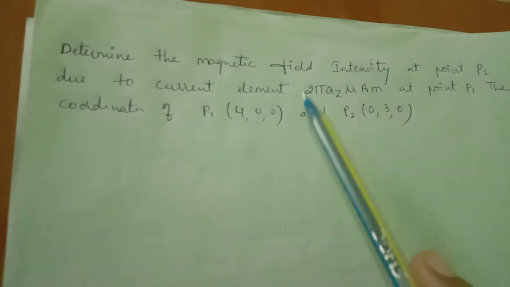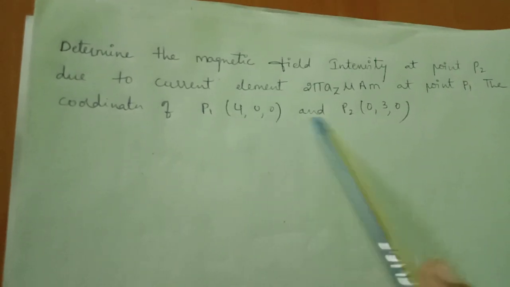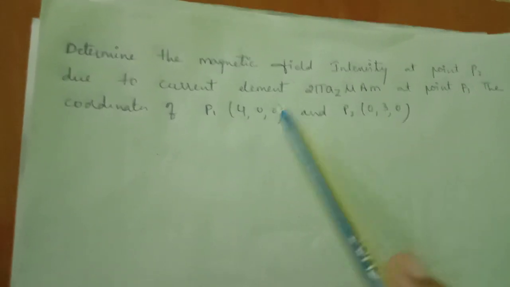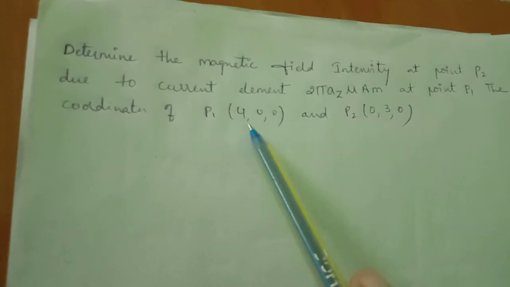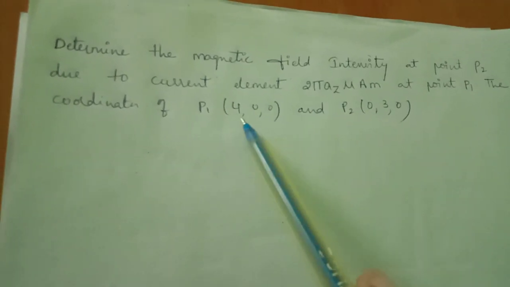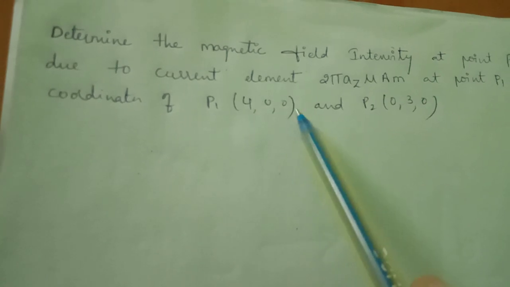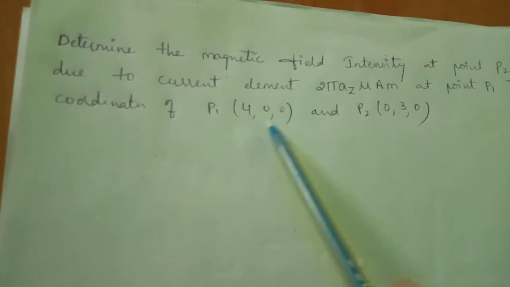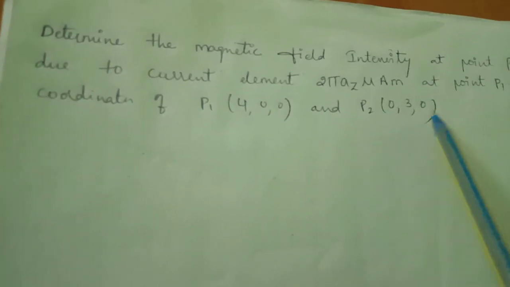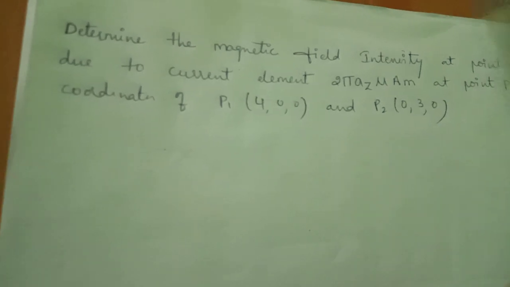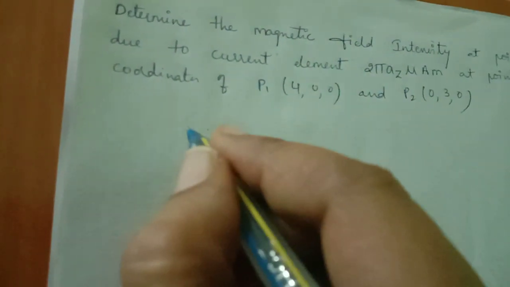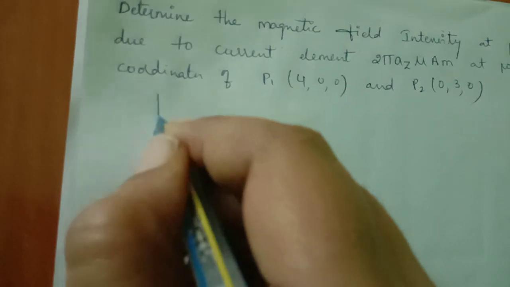The points P1, P2 are given as (4, 0, 0) and (0, 3, 0). So we can consider this as a Cartesian coordinate system. Given points will be x, y, z: y and z are 0 for P1, and for P2, the y value is given, x and z are 0. We can draw a small figure for this case.